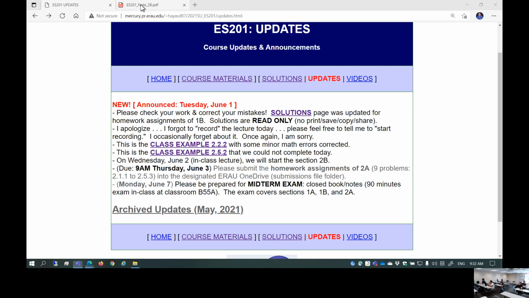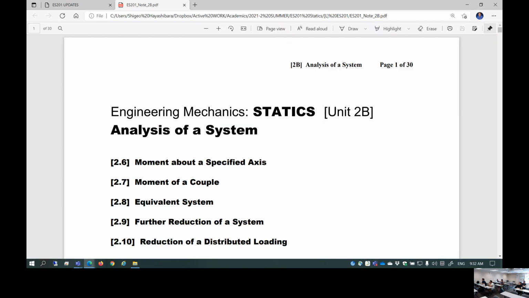Okay. So today we are going to start looking at section 2B, analysis of a system. So now we are going to move on to something real. Analysis of the system may start with a very simple system, and then later we are going to extend it to the typical application, which is a class. Class is an important thing for this class. Usually it's a fairly challenging problem. Suppose I give you a class problem, yeah, it is challenging.